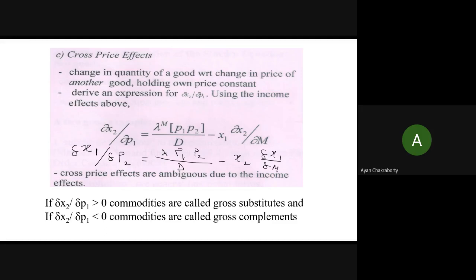Ma'am, lambda P1, P2 by D, ma'am, this is of one sign only, ma'am. So how will we get net substitutes or net complements? So you have to mention that, if this happens, in that case, I'll get this value. If this happens, you will get this value. In this way, you have to mention.